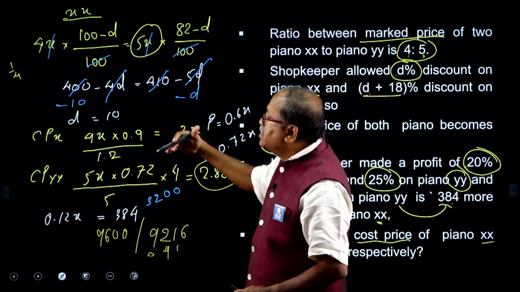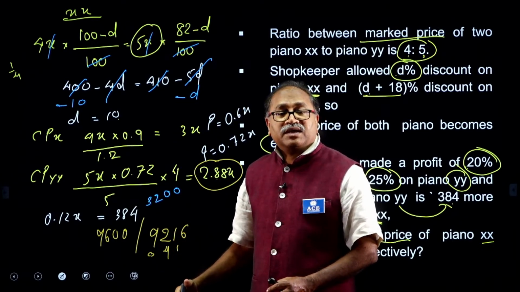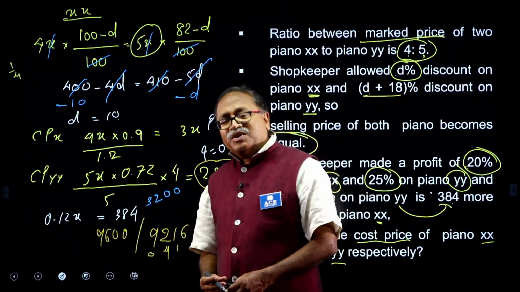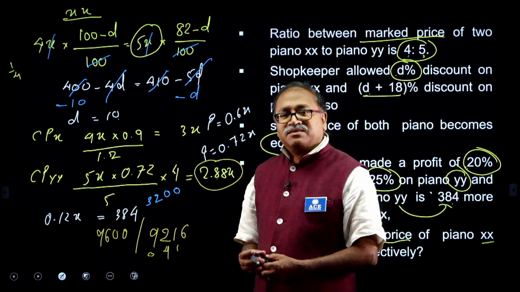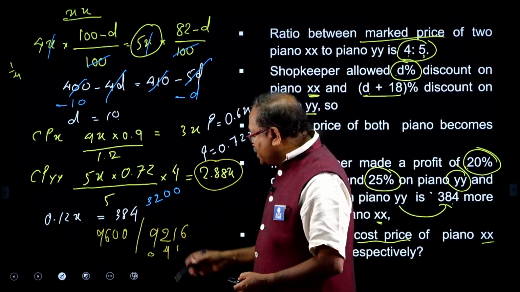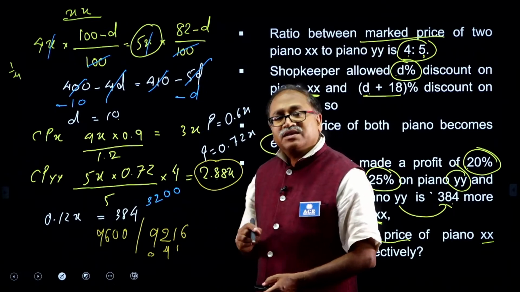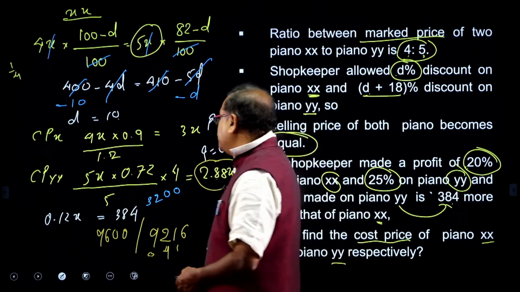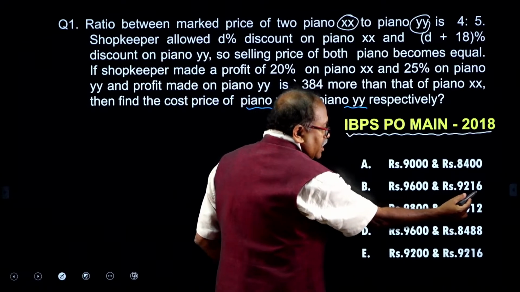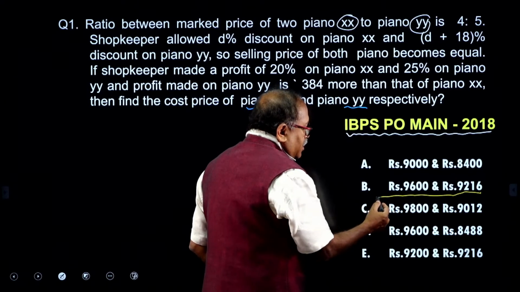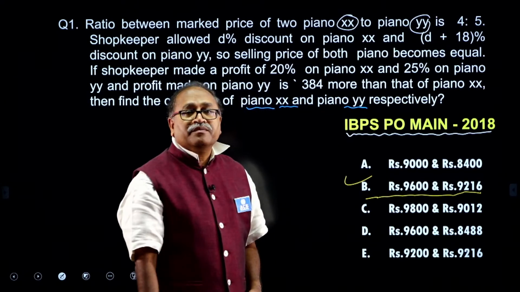So, beautifully you can answer the questions like this. Keep watching my video, and every time I keep bringing some new questions. Anyhow, 9600 and 9216 should be my answer. So, 9600 and 9216, that means option choice B.